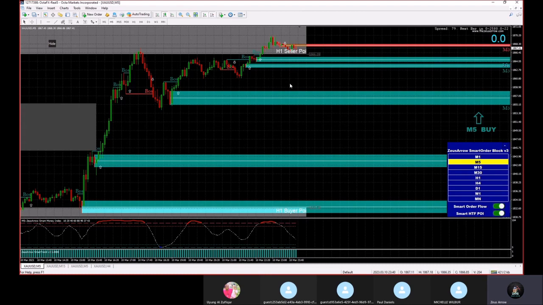If you get a setup, trade on that session. If you don't get a setup, then it's fine. You really don't need to trade forcefully. Always look for a setup.